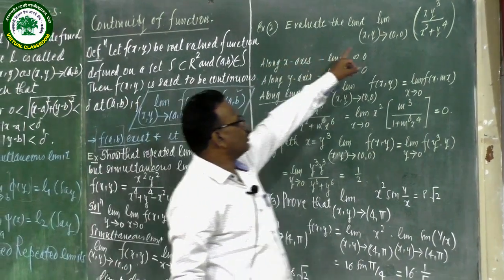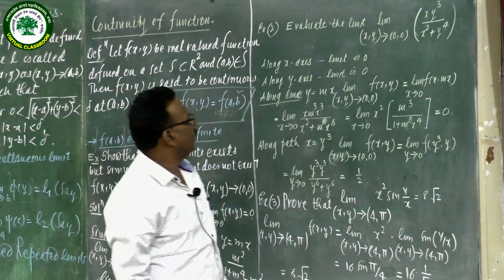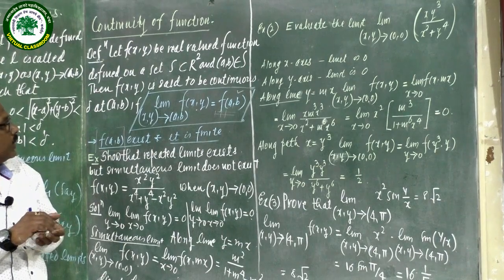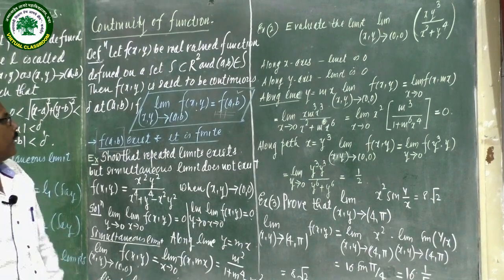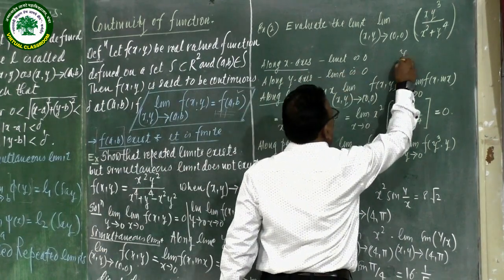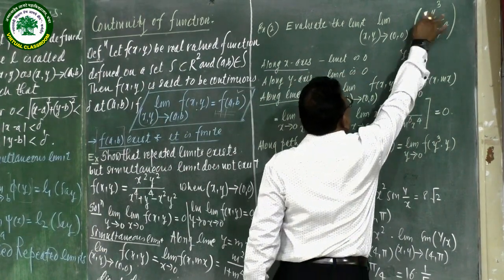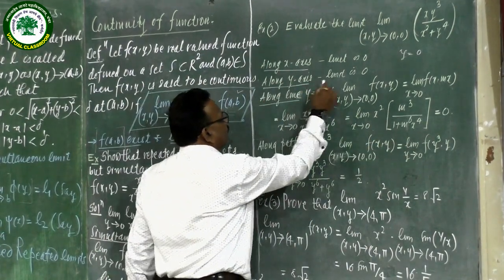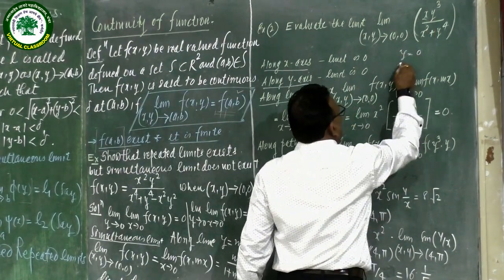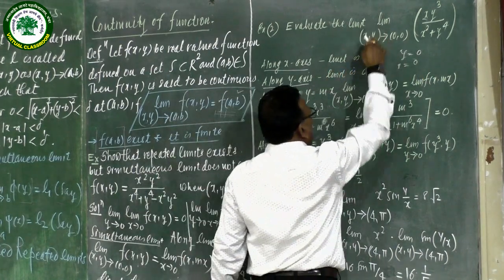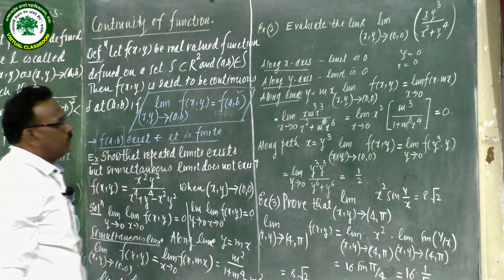Same in this case also, we are taking (x, y) tends to (0, 0) along different paths. Along the x axis, automatically y will be 0, then the function will be 0, and the limit will be 0. Along the y axis, x will be 0, replacing x is equal to 0, again the value of the limit is equal to 0.